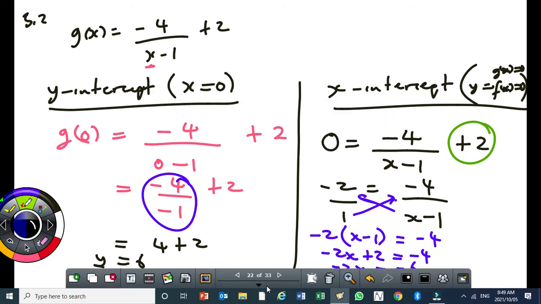Alright, so let's move on to sketching. Now, since we have found the equation of the asymptotes, and we have found the x and y intercepts, it's time to sketch. Time to sketch now. Okay? Now, to sketch it, let me go to the next page.